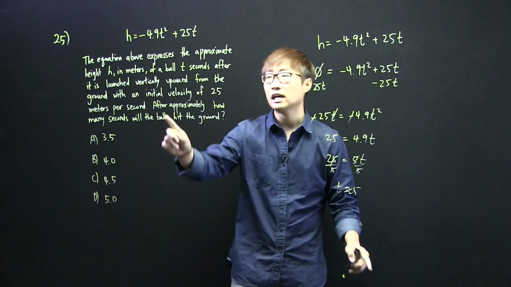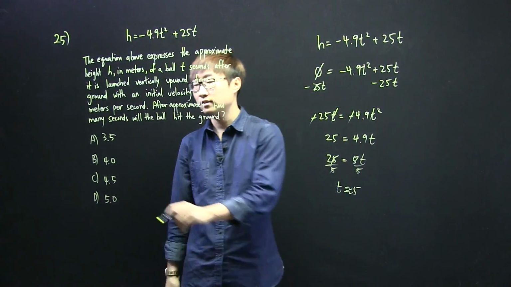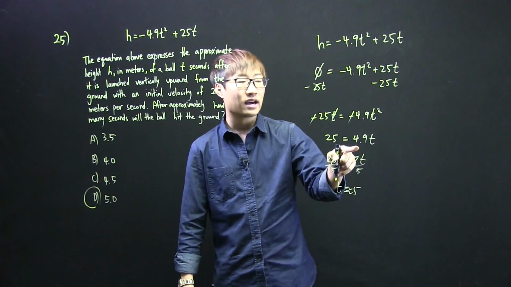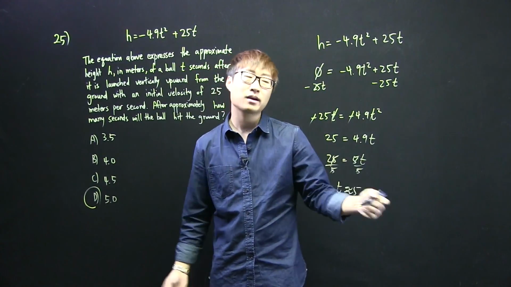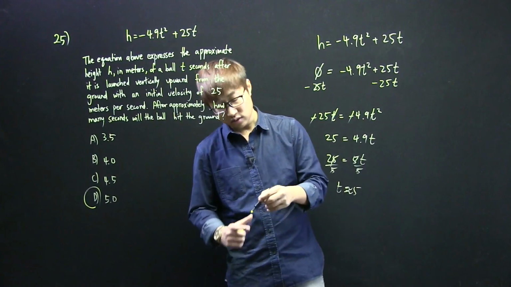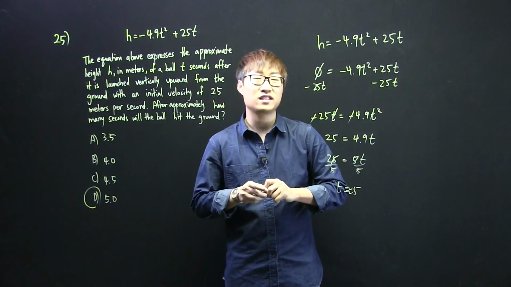And the question also says after approximately how many seconds? My answer is D, 5. Once again, I saw the 4.9 and I see this 25 and I'm like, okay, well, they probably want me to approximate this 4.9 into a 5. Make your life easier.